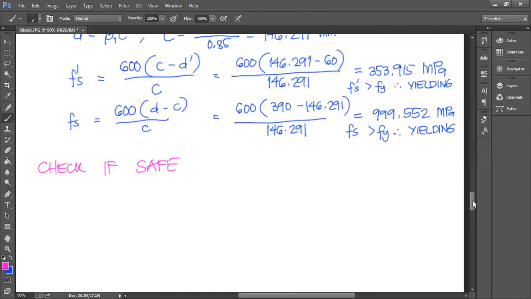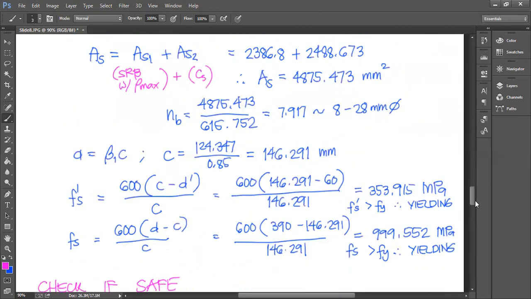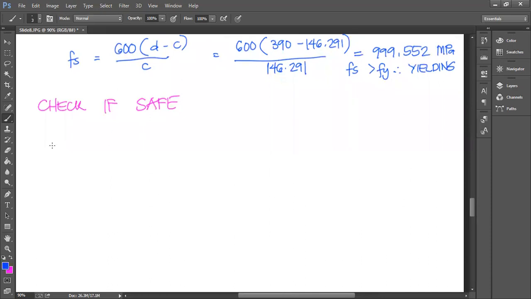So, paano natin ngayon ma-check kung safe yung reinforcement natin? So, doon sa beam natin kanina, nakakuha tayo ng value ng AS and A'S. Wherein yung A'S daw natin is 5 28 mm diameter bars rather, and yung AS natin is meron tayong 8 28 mm diameter.